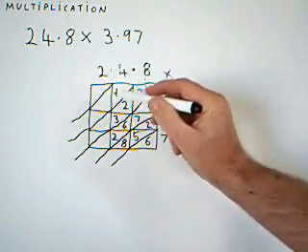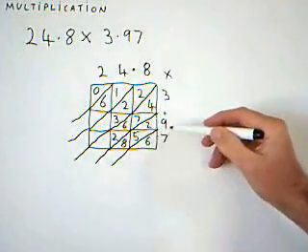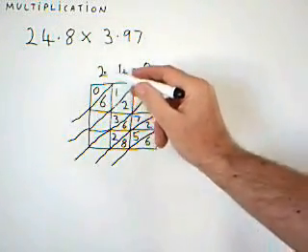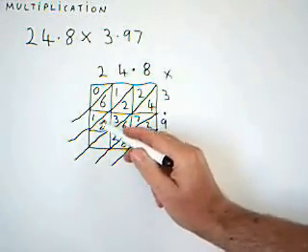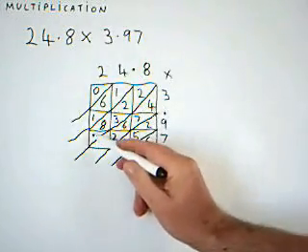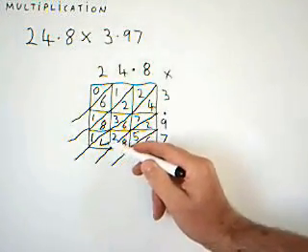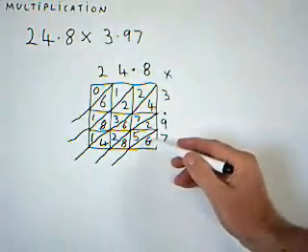3 twos, again put a 0 there, 6. 9 twos, 18. And the last one, 7 twos, 14. Then we just add them up. So in this diagonal it's just the 6.